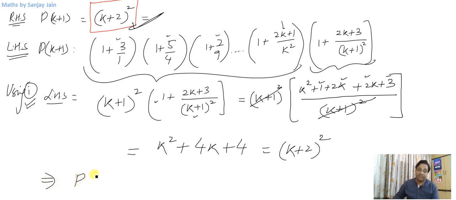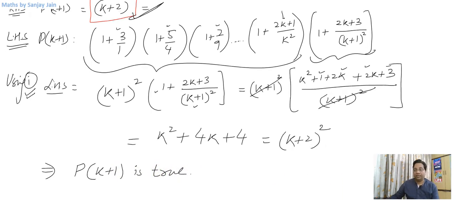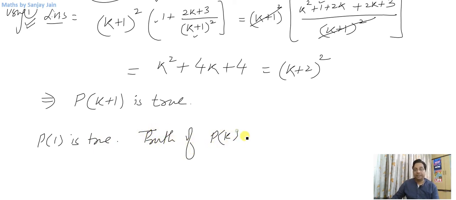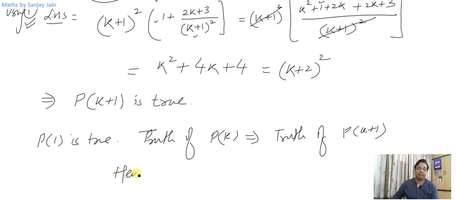Hence, I can say P of k plus 1 is true, right? And then I'll say that P of 1 is true, and truth of P of k implies truth of P of k plus 1. Hence, by principle of mathematical induction, P of n is true.